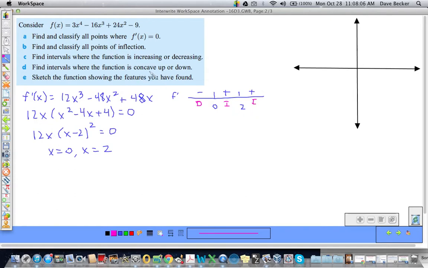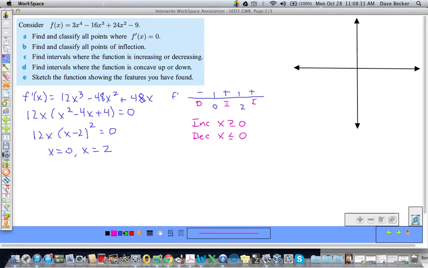Here it says find the intervals where the function is increasing or decreasing. We have done that, so we can say it's increasing for x greater than or equal to 0, because this is not an asymptote, so we don't have to worry about the domain being restricted. And it is decreasing for x less than or equal to 0.